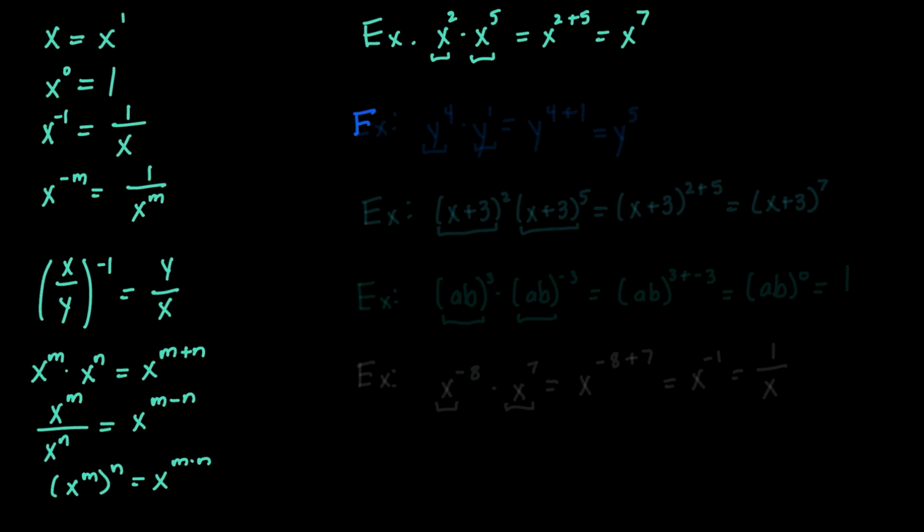So let's try y to the 4th times y. Okay. I have the same base. Both bases are y, and I'm multiplying, so I know I'm going to add my exponents. Y to the 4th. If my exponent is invisible, I remind myself it's a 1. So y to the 4 plus 1 is y to the 5th.